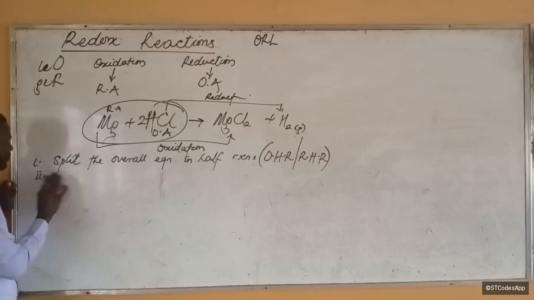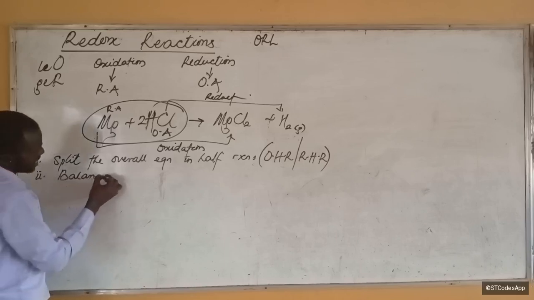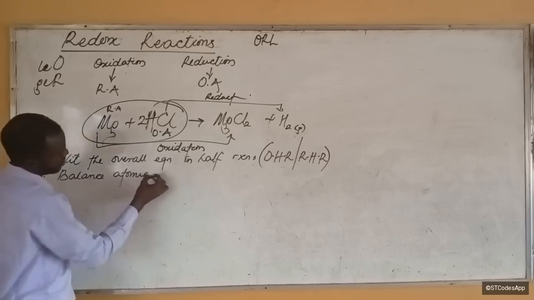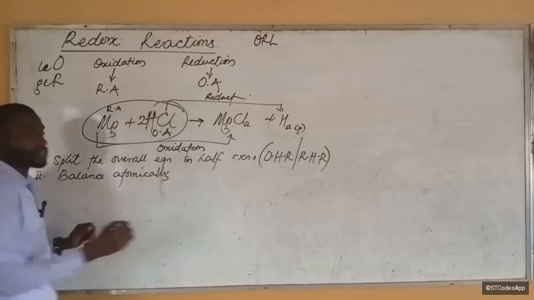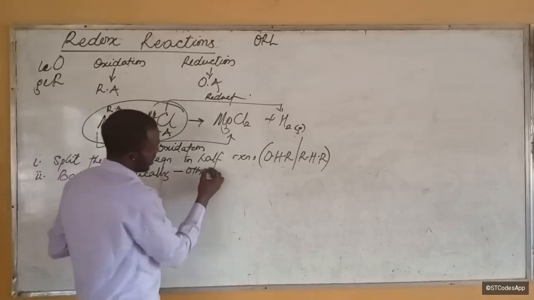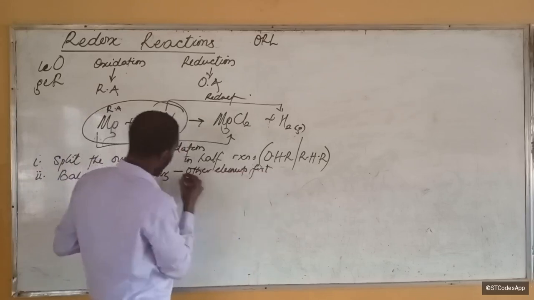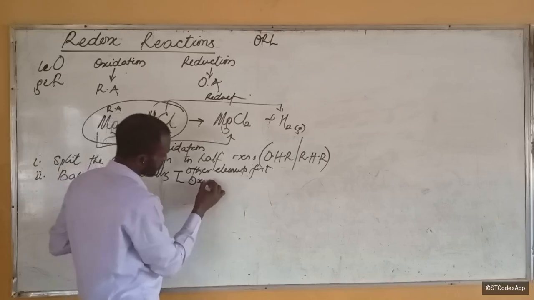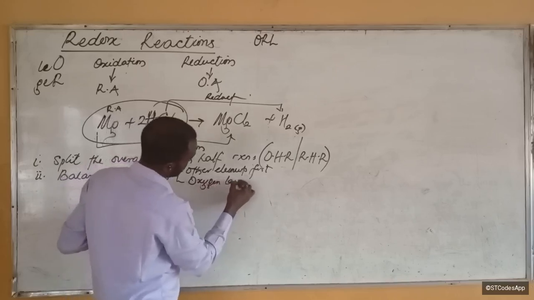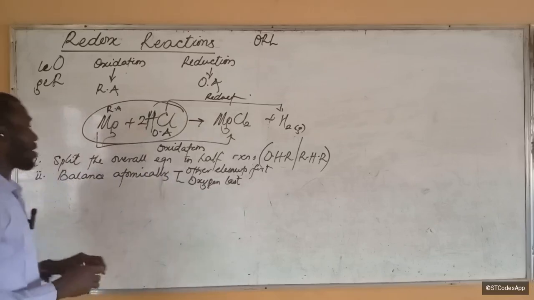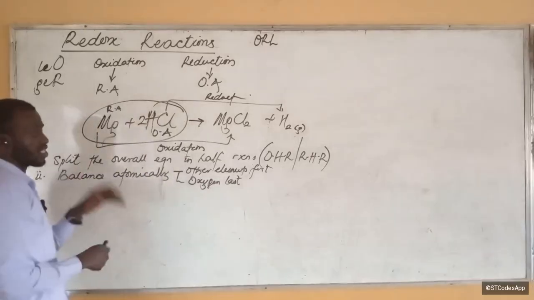So once you are able to split the overall reaction into half reactions, the second step you have to take is to balance atomically. And the sequence is to balance other elements first, then oxygen last. Do you understand? Oxygen is always last. Balance other elements first, then oxygen last.